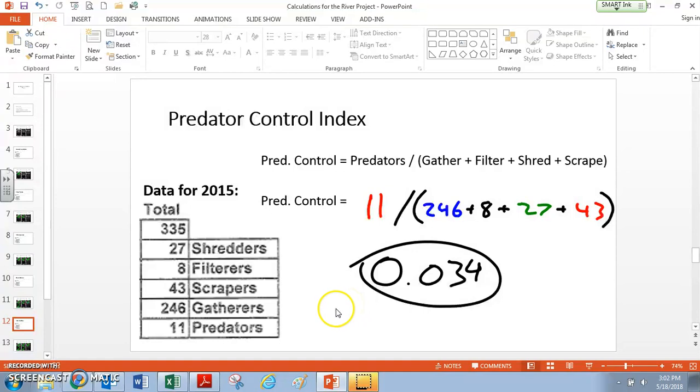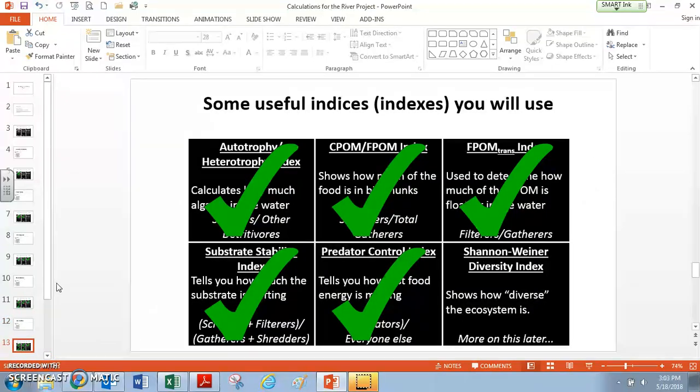So with that, we are actually done with all of the indexes we'll talk about in this video. There's one more on Shannon Weiner that I want to show you just so you understand how to calculate diversity. But that's basically it for those.